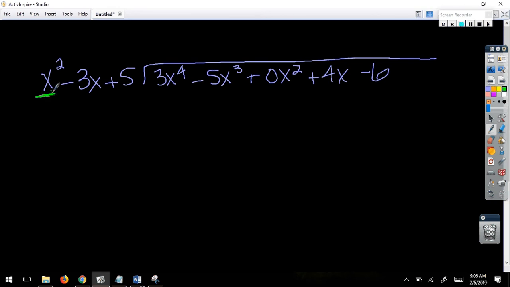I'm only going to look at first terms, though. You know how if this was a big number, you kind of look at the first number? How many times does x squared go into 3x to the 4th? 3x squared. In other words, what do you multiply x squared by to get 3x to the 4th? 3x squared. Everybody agrees? I'm going to put that in this squared column. That's the only part that's a little bit different.